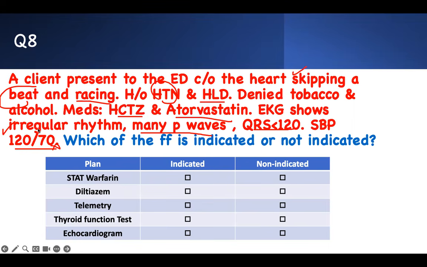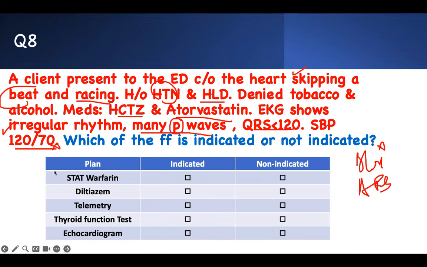Irregular rhythm. There are only a few that will give you an irregular rhythm. Sometimes a block or AFib. So either they have a block or they have AFib. Then the next step is they have many P waves. Blocks do not have many P waves. Sometimes they're losing P waves. That's your key. This patient is in AFib.